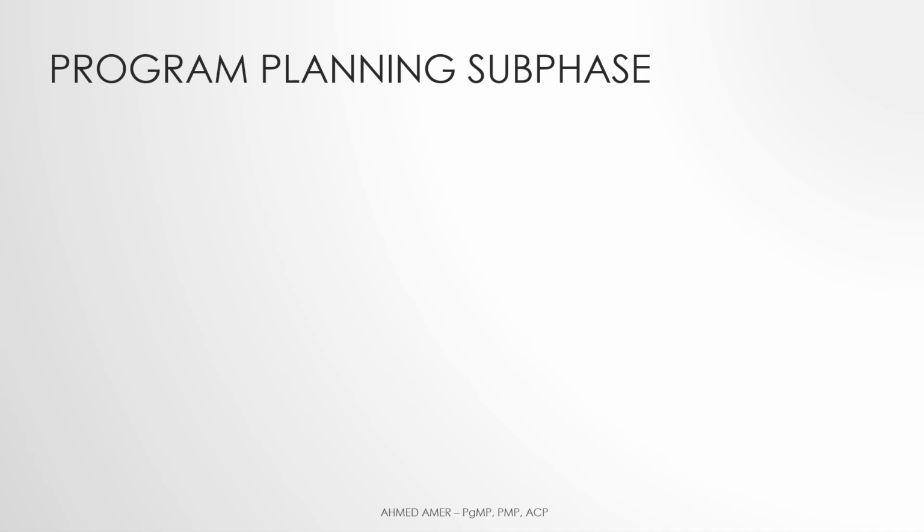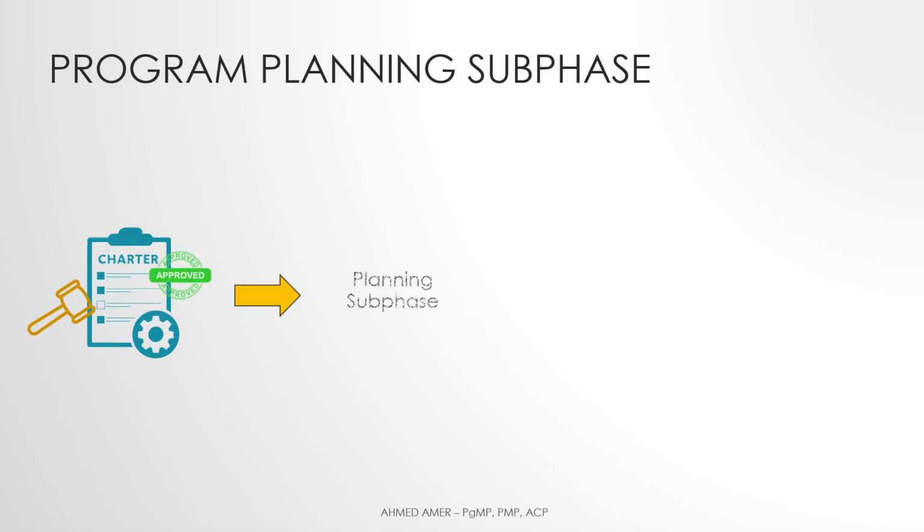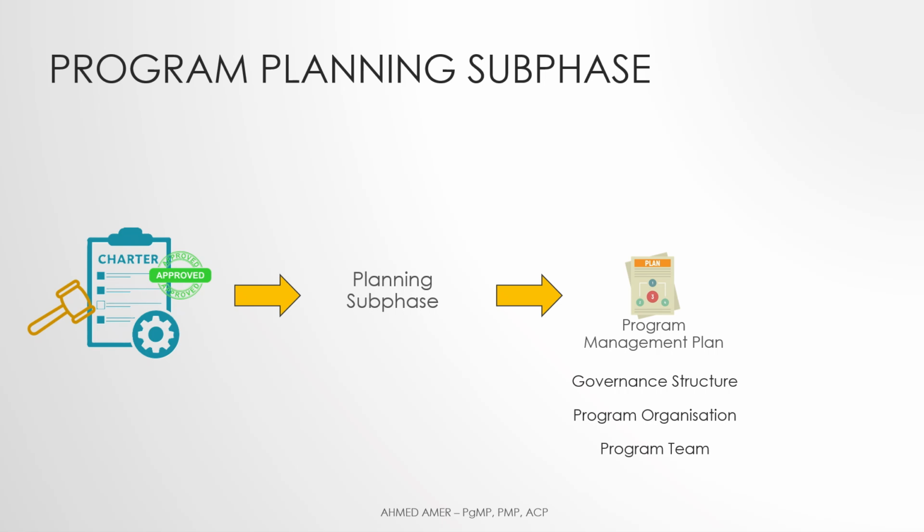Let's now move to the planning subphase. We just covered in the previous slide who holds the authority to approve or reject the program charter. The planning subphase kicks in once the program charter gets approved by the program sponsor. The core objective now is to get the program management plan developed. But this is not everything. A governance structure should be established, an initial program organization should be defined, and a program team should be brought together.